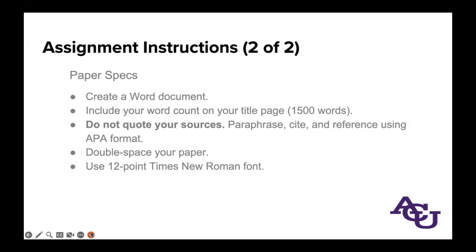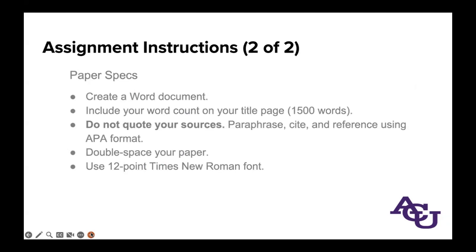Second, you have a limitation: only 1,500 words for your word count. And you have to include your word count on your title page. 1,500 words maximum.